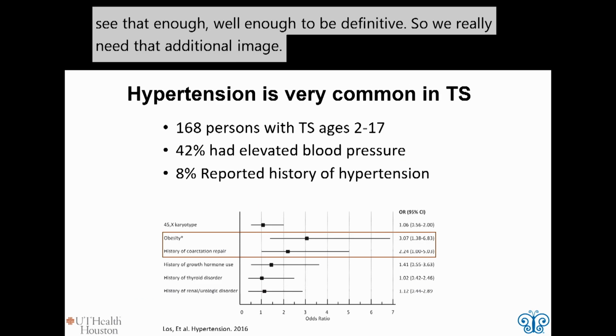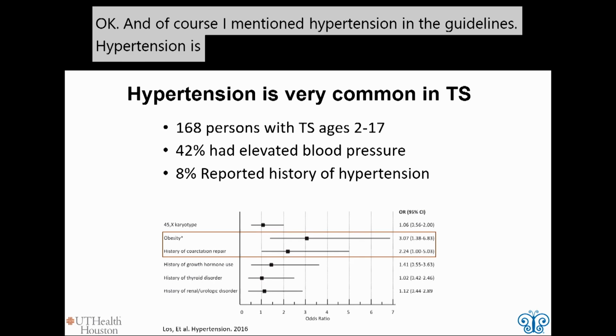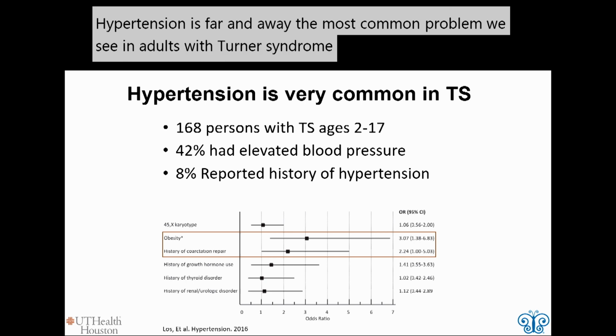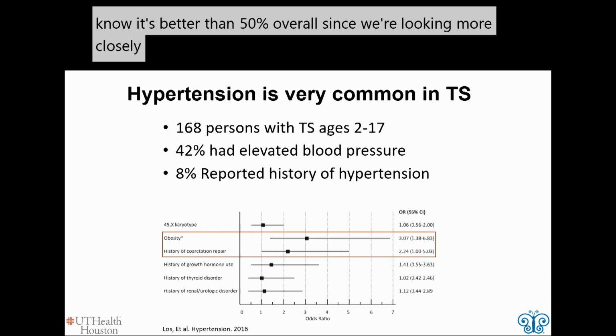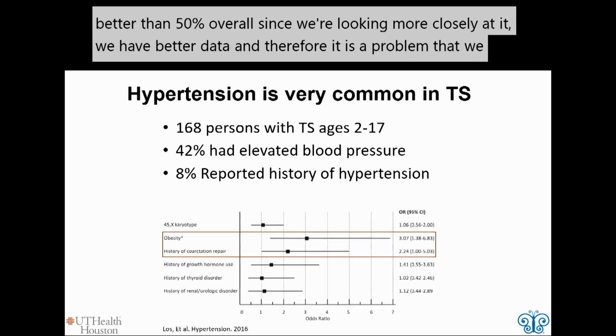Okay, and of course, I mentioned hypertension in the guidelines. Hypertension is far and away the most common problem we see in adults with Turner syndrome. So now we know it's better than 50% overall, since we're looking more closely at it. We have better data. And therefore, it is a problem that we constantly need to look for.